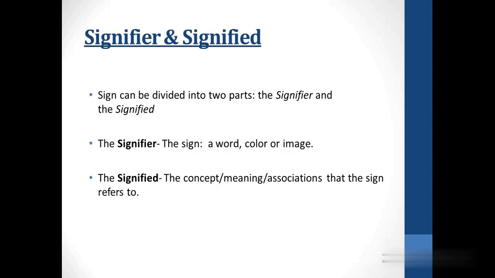A sign can be broken down into two parts, the signifier and the signified. The signifier is the sign, a word, color or image. For example, the color blue. The signified is the concept, meaning or associations that the sign refers to. For example, in stories or poems, blue is often associated with sadness or the sea.